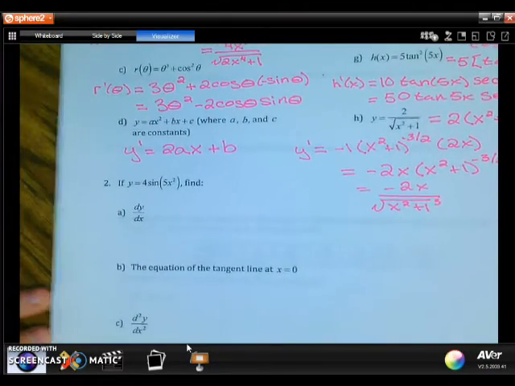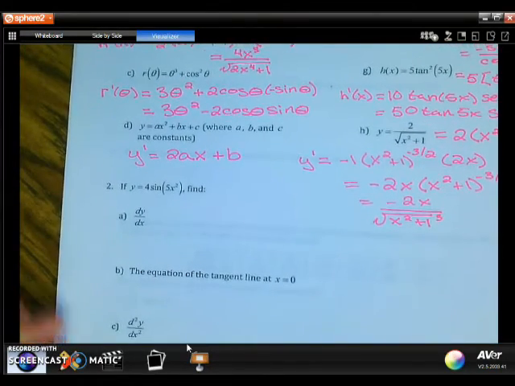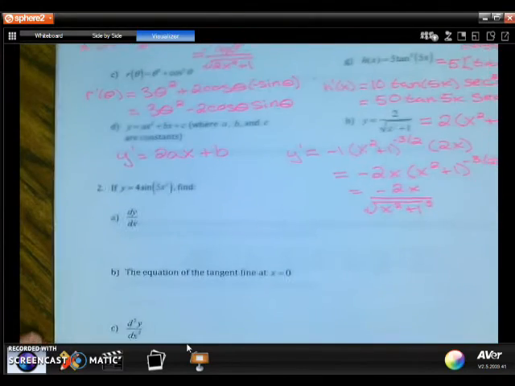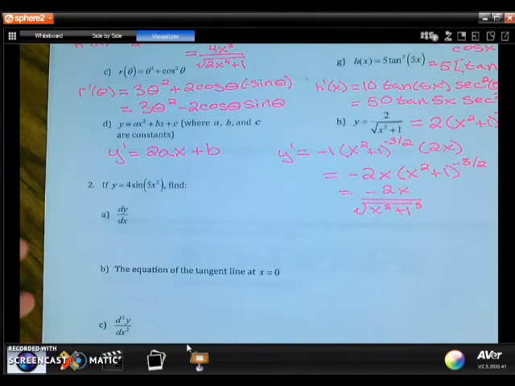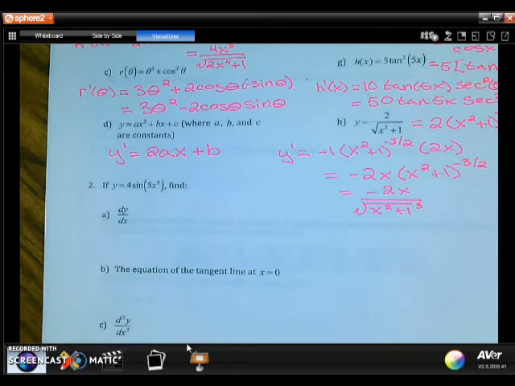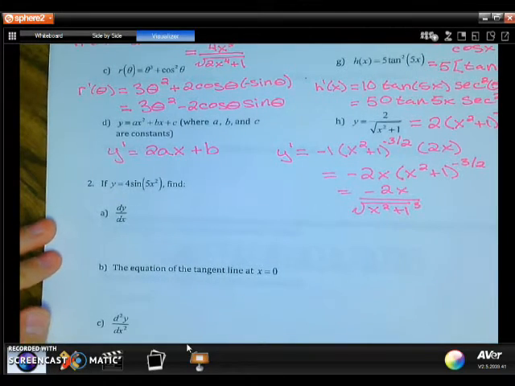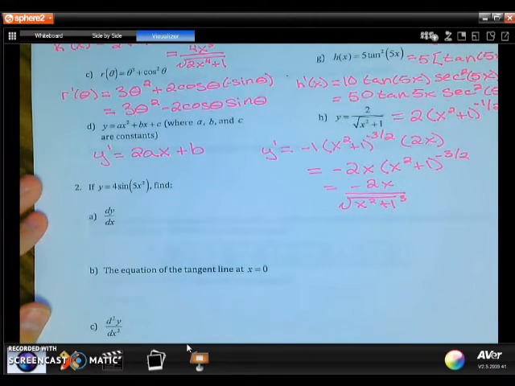So now I'm just going to scooch this up so I could tackle number 2. All right. In number 2 here, basically I'm just asked to find the first derivative. Then I'm asked to write the equation of the tangent line at 0, and then find the second derivative. So these are all talking about that first problem. So this is going to be a chain rule here.